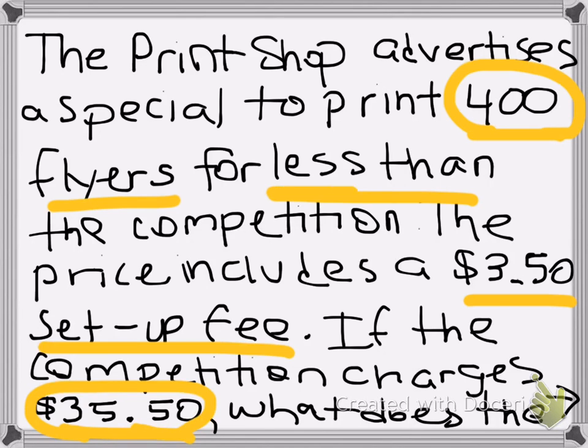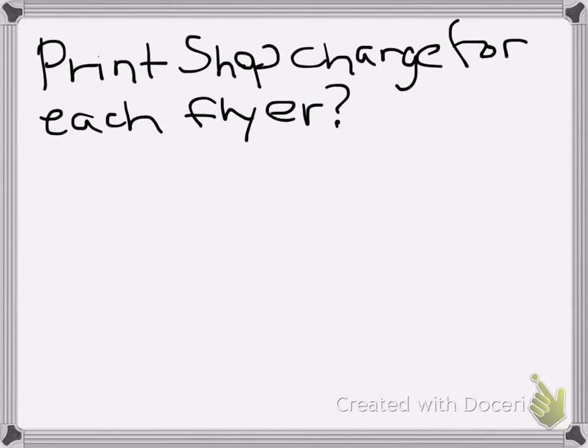Now, less than is in the problem, which is going to give us our symbol. So if we write less than $35.50, because we want to be able to beat our competition's price, that's how we're going to start the inequality.